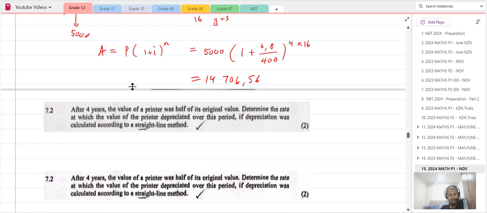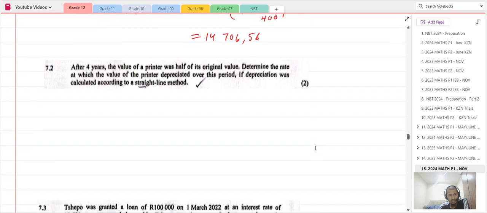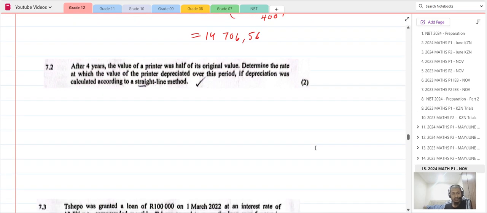Right, let's look at 7.2. After 4 years, the value of a printer was half of its original value. Obviously, depreciation. Determine the rate at which the value of the printer depreciated over this period if depreciation was calculated according to a straight line method. Very simple.